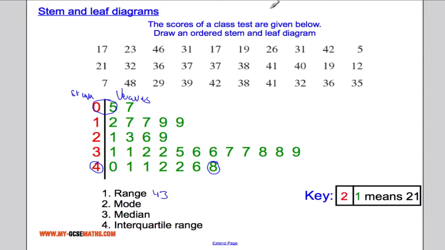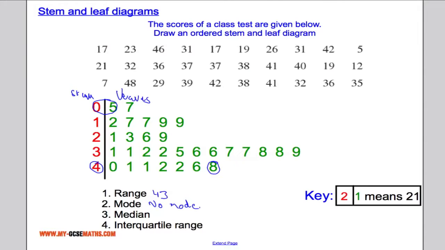The mode is the most common data point in our set, and if we have a quick scan through our data set, I can see that there is no mode. We've got a couple of data points that appear twice. 31 appears twice, 32, 36, 37, 38, but nothing actually appears more than anything else, so I'm going to say there's no mode.